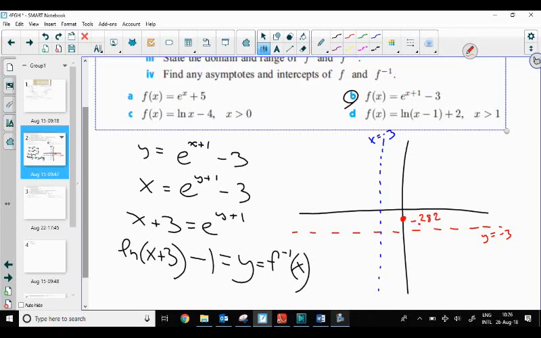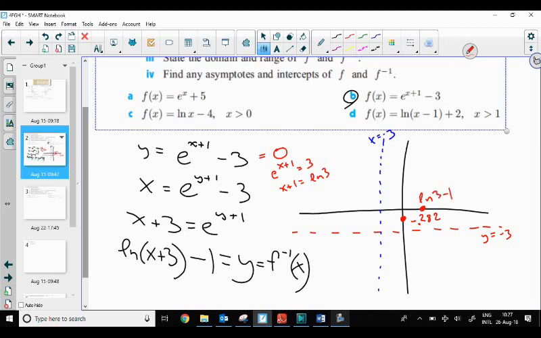And I know that it's going to have an x-intercept when this y is equal to 0. That means I'm going to have e to the x plus 1 is equal to 3. We're going to take the ln of both sides. x plus 1 is ln of 3. So ln of 3 minus 1 is going to be the x-intercept. That's also tough to know exactly what that is as a decimal, so I'll just leave it in its exact form.